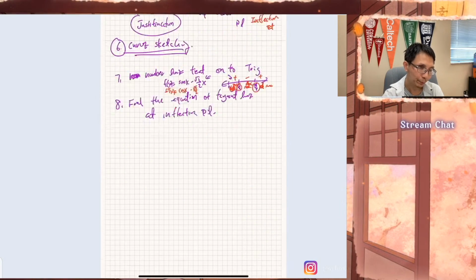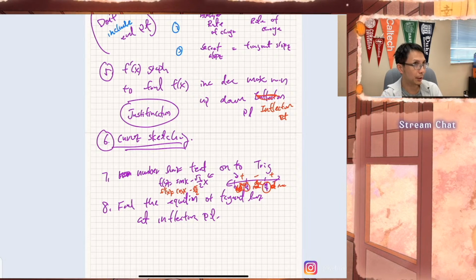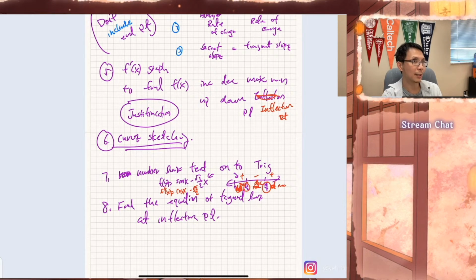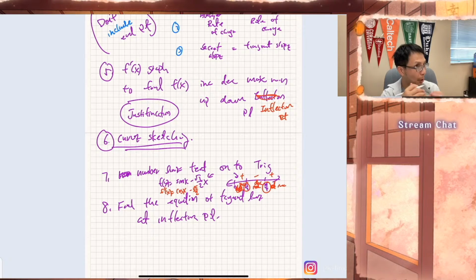Or you can justify the inflection point. You can say the double derivative of x is changing from positive to negative or negative to positive. So that's another justification. Now, I might ask you both simultaneously.